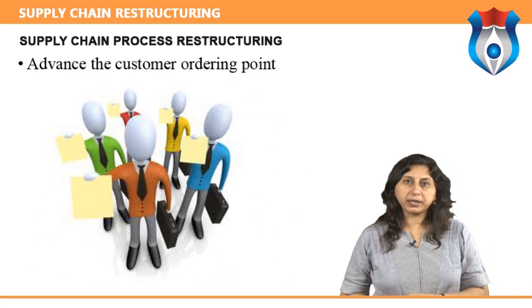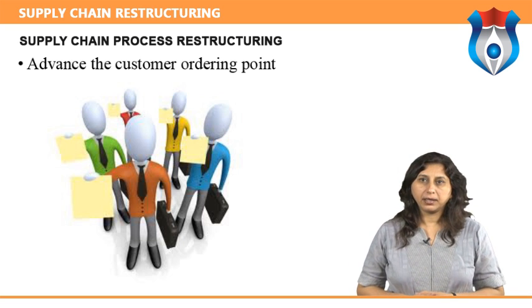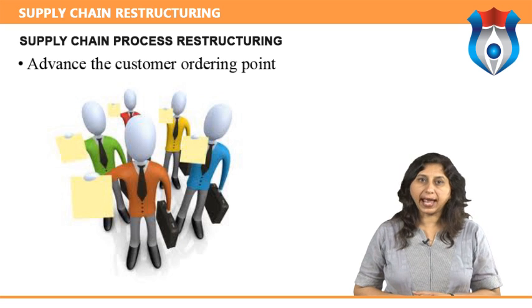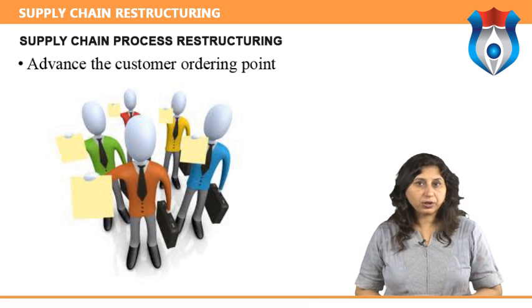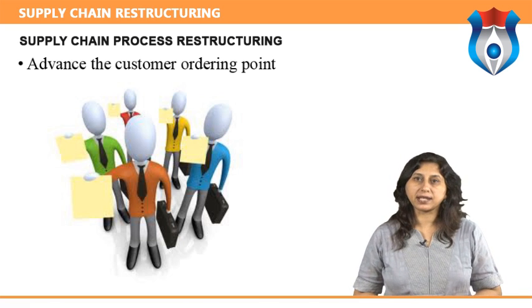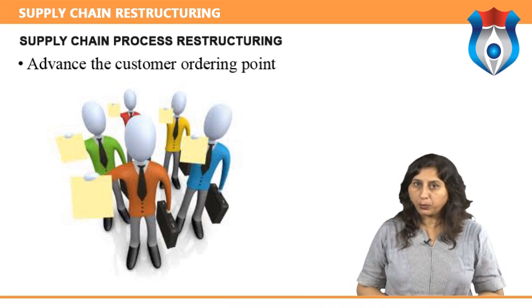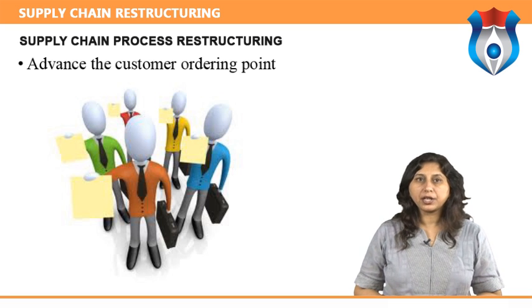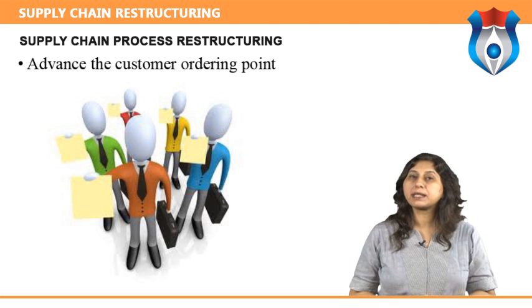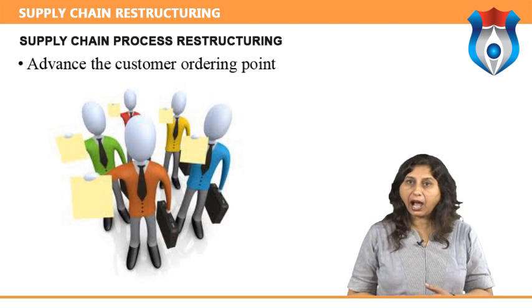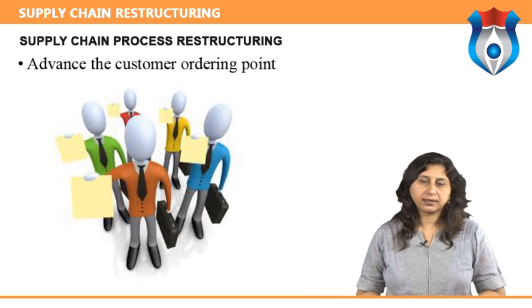Advance the customer ordering point. Move from an MTS to a CTO supply chain. By moving the customer ordering point as early as possible, one can carry out the bulk of the activities against an order, which reduces the importance of forecasting. If one were also able to postpone the point of differentiation, one will be able to move from an MTS to a CTO supply chain. In a CTO supply chain, since the point of differentiation takes place after customer order, one does not have to prepare a variant level forecast.